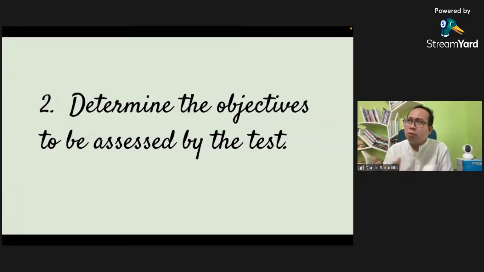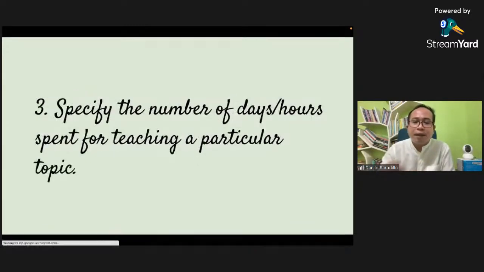But it would help you to go back and revisit your syllabus, because each topic is given an outcome or an objective in your syllabus. So right from there, you would already be able to include what kind of assessment you would construct out of this topic. Next is to specify the number of days or hours spent for teaching a particular topic.